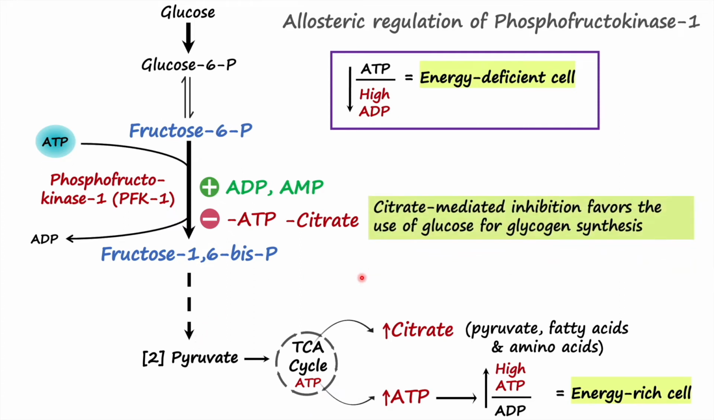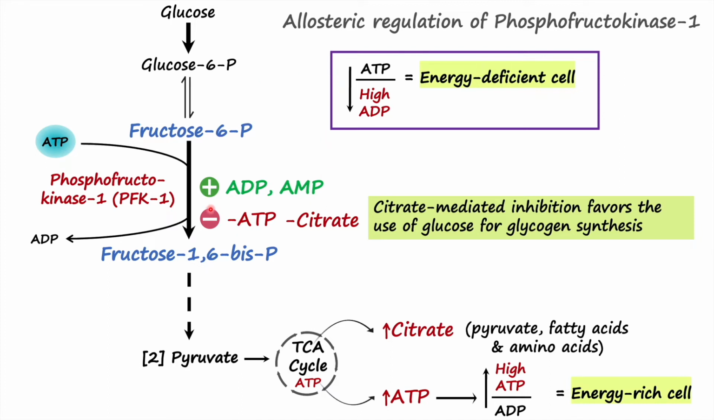Furthermore, citrate not only inhibits the glycolysis pathway, but it actually favors the use of glucose for glycogen synthesis. In that way, glucose 6-phosphate is diverted to the glycogen synthesis pathway. So glucose is being stored as glycogen, and depending on the nutrient status of the cell, glycogen can later be broken down into glucose to synthesize ATP.